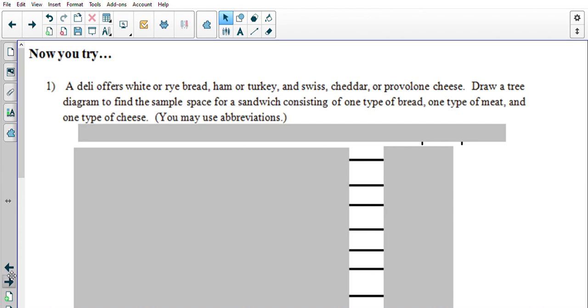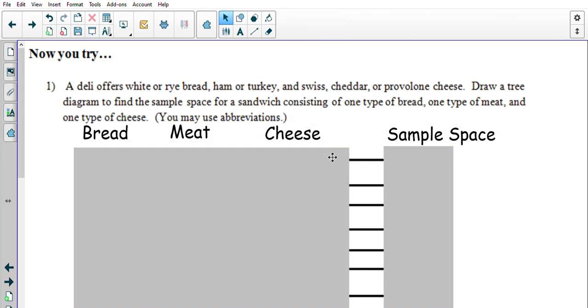And again, I did say there that you can use abbreviations instead of having to type or write them all out. So the first thing I'm going to do is list all of my events across the top. I can choose from the bread, the meat, and the cheese. And again, that even says it right here in the description. We've got 1 type of bread, 1 type of meat, and 1 type of cheese. And then I'll list my sample space at the end.